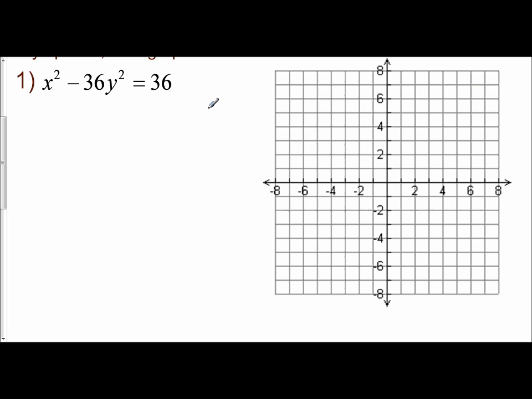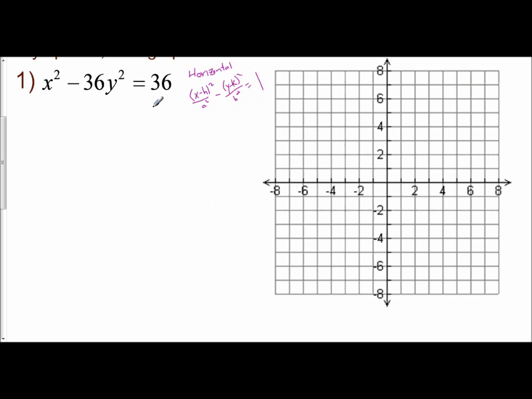So the first thing I'm going to do is determine, is this a horizontal or a vertical hyperbola? And the way we do that, remember, is to look at our first term. We have x squared and it's minus y squared. So that tells me I have a horizontal hyperbola. And the reason why that's important is because now I know what my standard form should be. My standard form for a horizontal hyperbola is going to be (x minus h) squared over a squared minus (y minus k) squared over b squared equals 1.